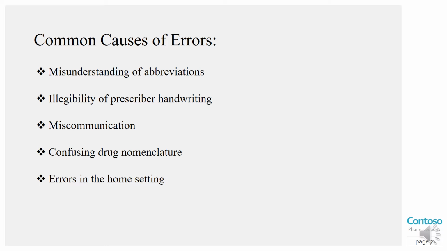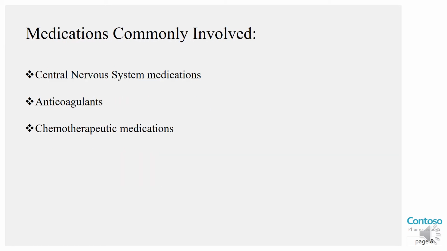Intangible losses resulting from adverse outcomes include patient dissatisfaction and loss of trust in the healthcare system. So this in turn can lead to adverse health outcomes because patients then become afraid to seek healthcare services. Some medications that are commonly involved in errors include central nervous system medications, anticoagulants, and chemotherapeutic medications.